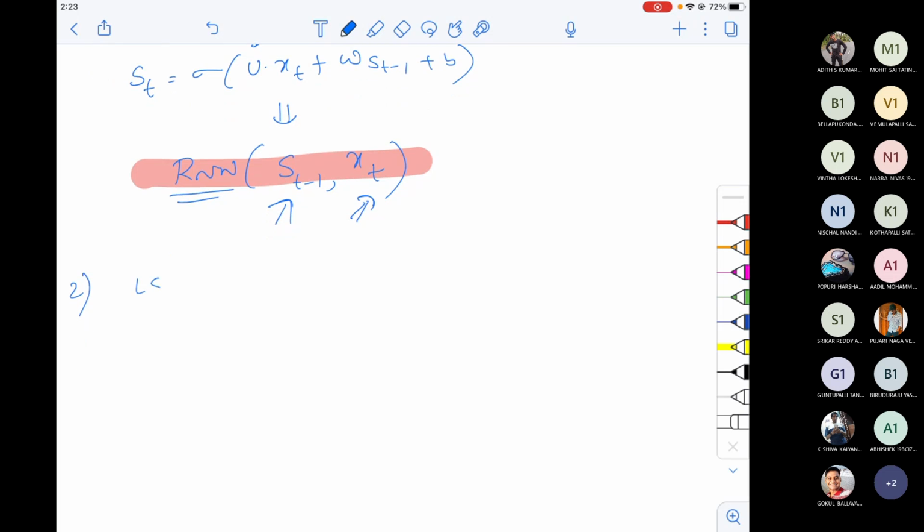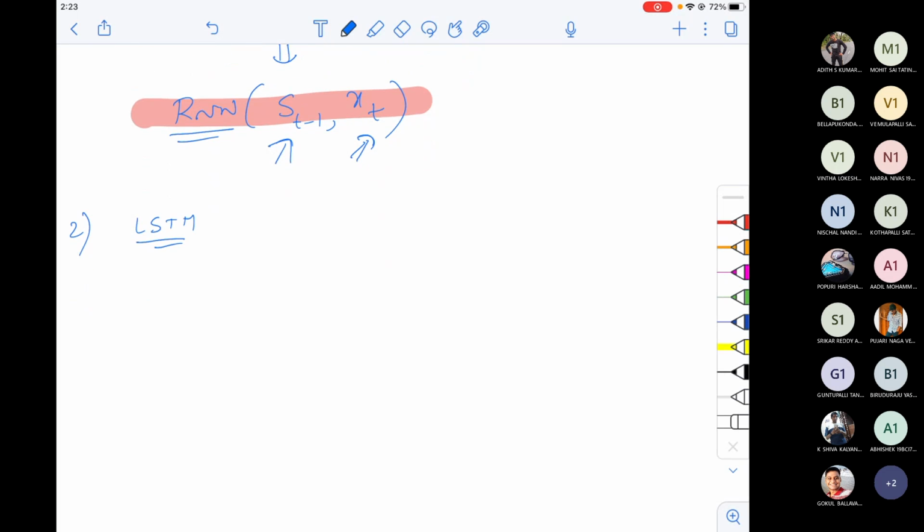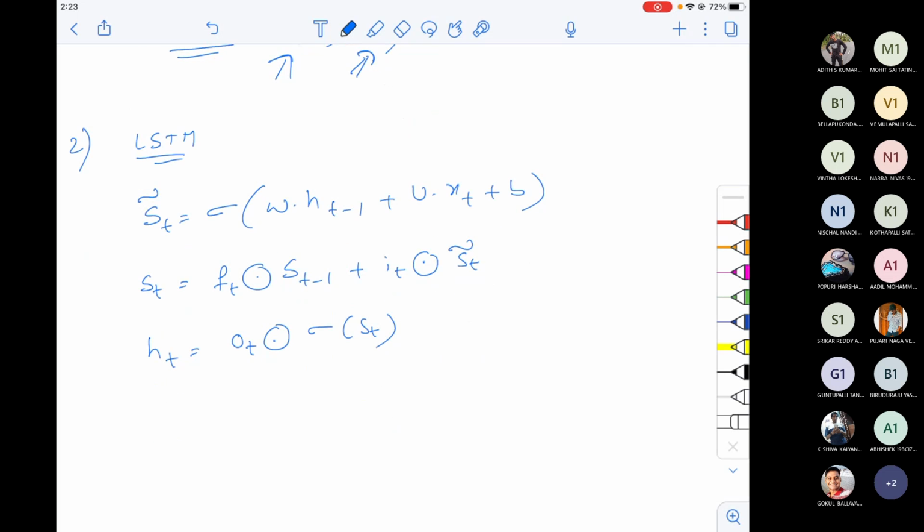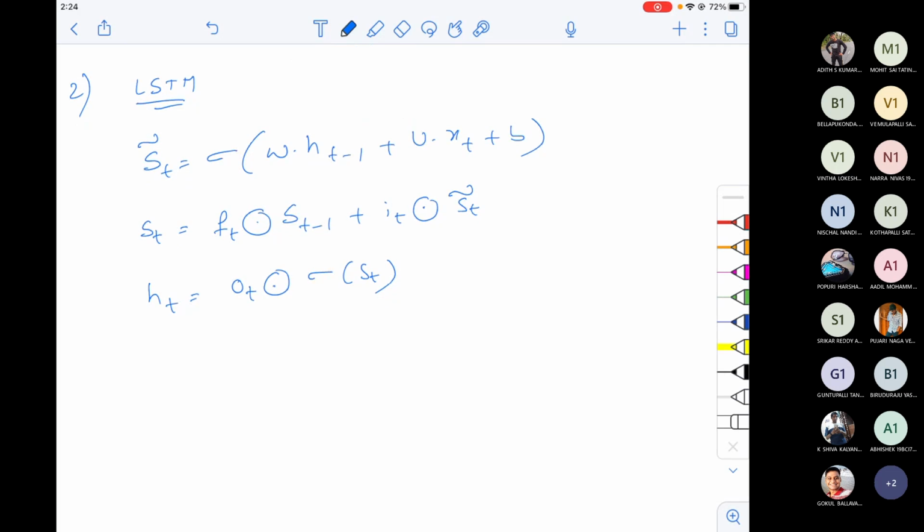For example, take the case of LSTM. You remember the LSTM equations: ST tilde is equal to sigma of W HT minus 1 plus U into XT plus B. And ST is equal to FT, the forget gate, times ST minus 1, plus the input gate IT times ST tilde. And HT is equal to OT times sigma of ST. So these are the basic equations, but I don't want to repeat them every time, unfortunately.